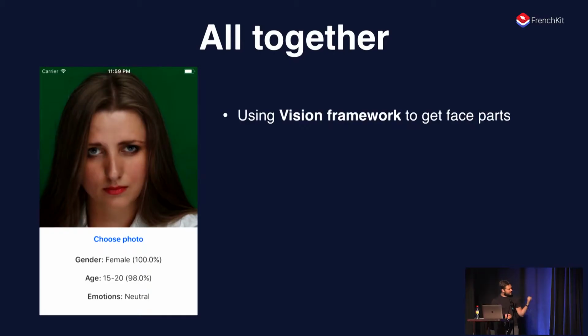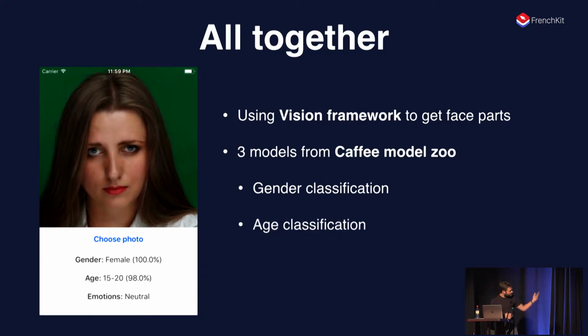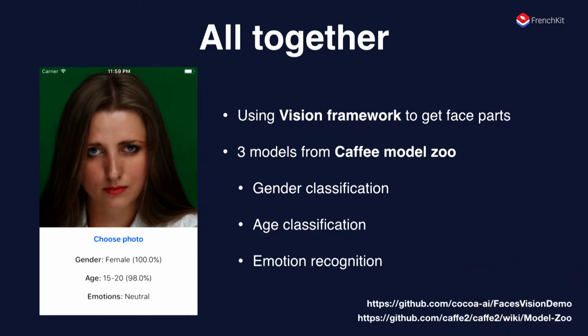So after the demo I just showed you, and those communities, if we put it all together, we can do that kind of stuff. Using the Vision framework, you can detect several face parts. And on the Caffe Model Zoo, you can pick a gender classification model, an age classification model, and emotion recognition. You can get all this information just from the pictures on your device. Right now, this is available for free from the community. Great, right?